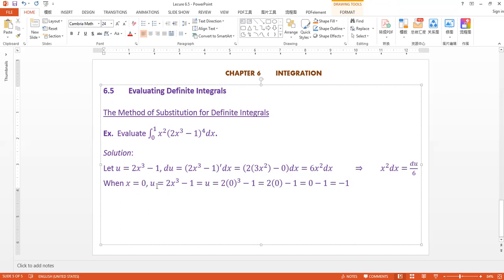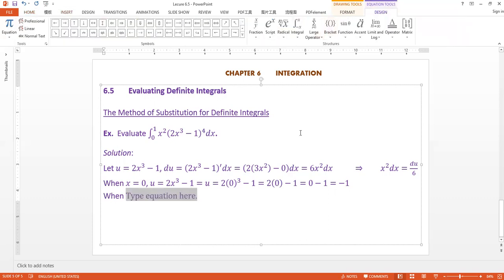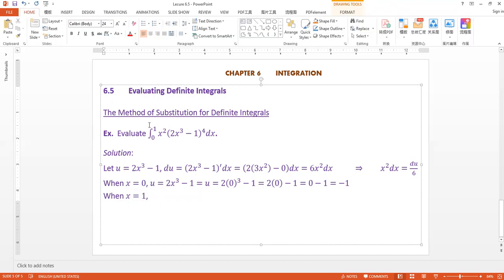So for the lower limit, when x equals 0, u equals -1. We can do a similar thing for the upper limit of integration of x, when x equals 1. Similarly, we plug in 1 for x in u equals 2x cubed minus 1.